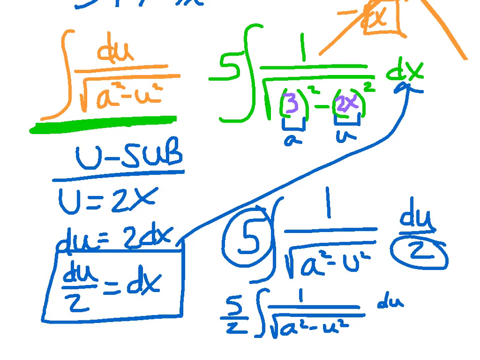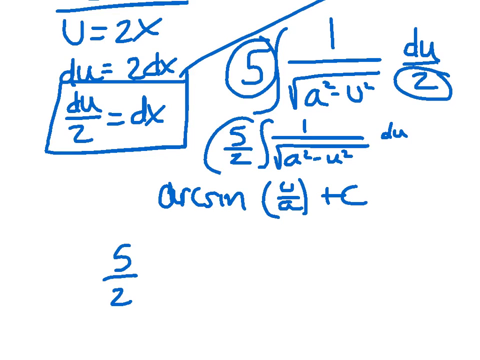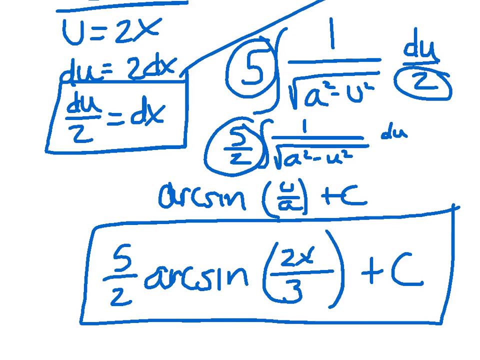Now my function that I'm integrating looks exactly like this. I've pulled out any constants that I can, and I just have to say to myself, I am staring at arc sine. So that's arc sine of u over a plus c. So I'm going to get 5 halves. Don't forget that constant out front. Arc sine, my u was 2x over the a, which was 3, plus c. And we've got it. So hopefully that one felt a little smoother.